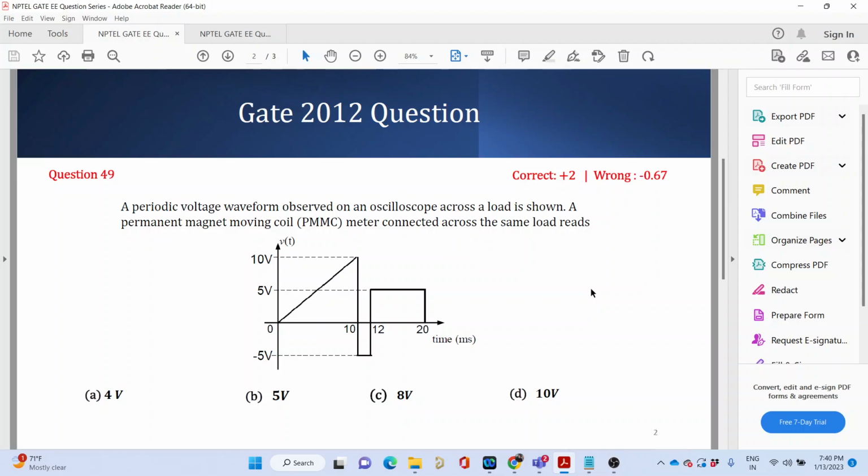Sir, C. C is 8 volts. Okay. How are you saying it is C? Sir, PMMC will measure the average of this waveform. So after calculating it, I got C.